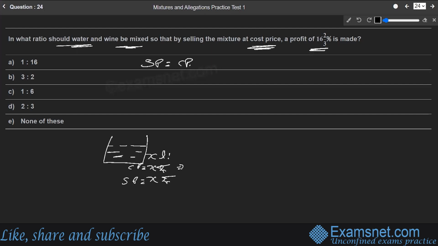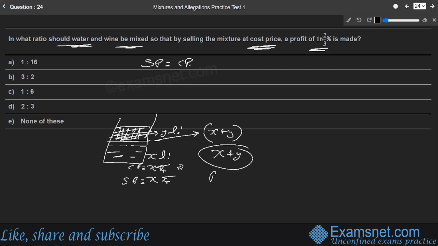But if I increase this x liter quantity by something which is freely available to me, and the volume of that freely available thing that I have added into the vessel is, let's say, y liters, and if I mix them, the total quantity now becomes x plus y. If I sell it at the cost price only, the selling price will come out to be x plus y now. So how much will be the profit made?